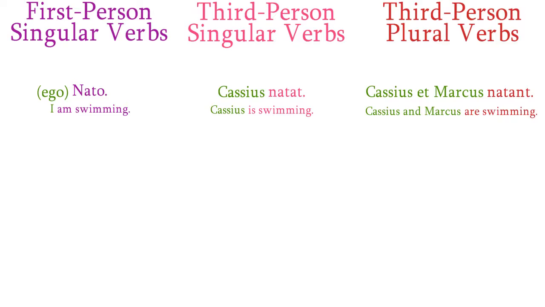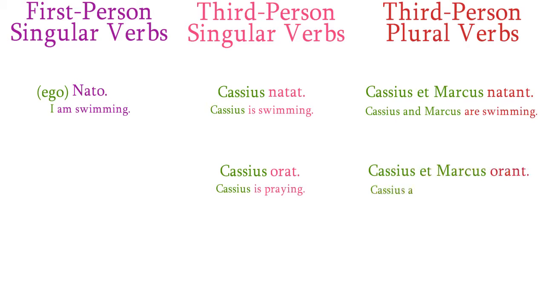As another example, these two sentences include the two third-person forms of the Latin verb to pray. To write I am praying, use a different form of the verb, oro. Again, in Latin, you don't need to include the word for I.